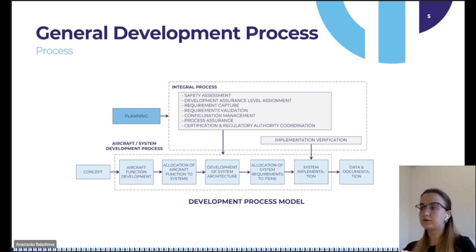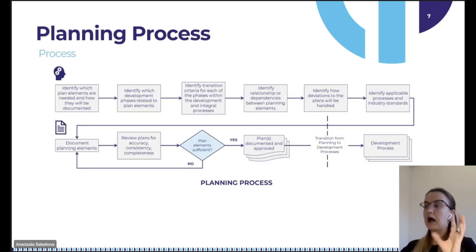The process is called integral because it continues through the whole project life cycle at each development level present here. So now we are entering the longest part of our discussion. We will talk about each of the processes step by step, and we will start from the planning process.